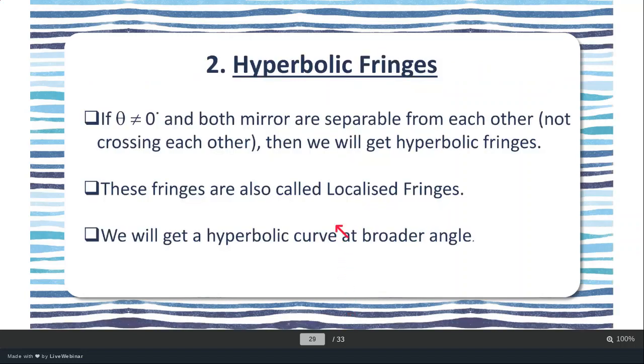Now we are talking about the hyperbolic fringes. If theta is not equal to 0 and both mirrors are separable from each other, that is, they are not crossing each other, then we will get hyperbolic fringes. These fringes are also called localized fringes. We will get a hyperbolic curve here at a broader angle.